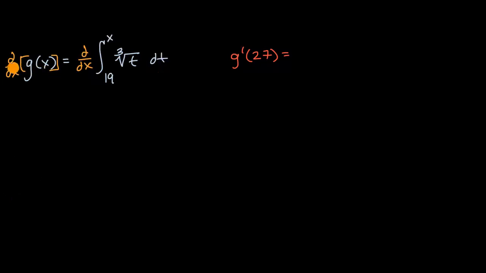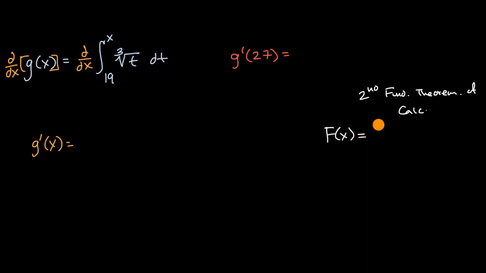Now the left-hand side is pretty straightforward. The derivative with respect to x of g of x is just going to be g prime of x. But what is the right-hand side going to be equal to? Well, that's where the second fundamental theorem of calculus is useful. I'll write it right over here. Second fundamental theorem of calculus. It tells us, let's say we have some function capital F of x, and it's equal to the definite integral from some constant a to x of lowercase f of t dt.